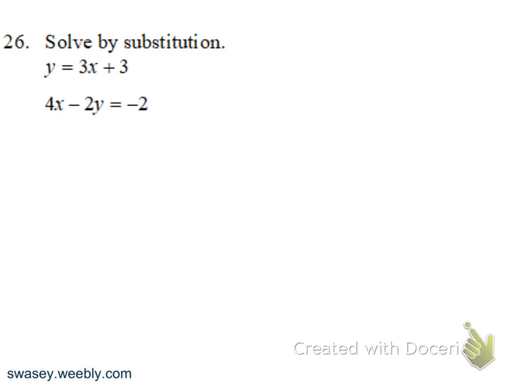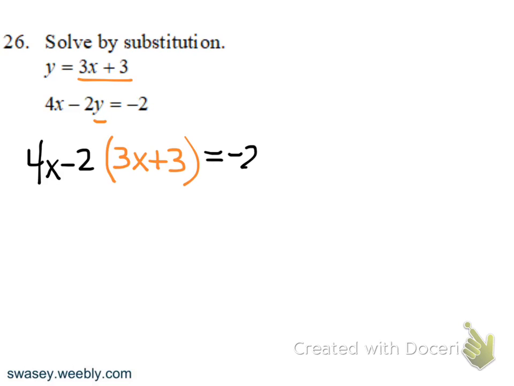26, we're solving by substitution. So y equals 3x plus 3, so we're going to replace y in the second equation with 3x plus 3. So we have 4x minus 2, and then instead of y, we're putting 3x plus 3. Notice that this new equation only has x's, so we can solve this for x. Distribute to get rid of the parentheses. Make sure you bring the negative with the 2. Get -6x minus 6.